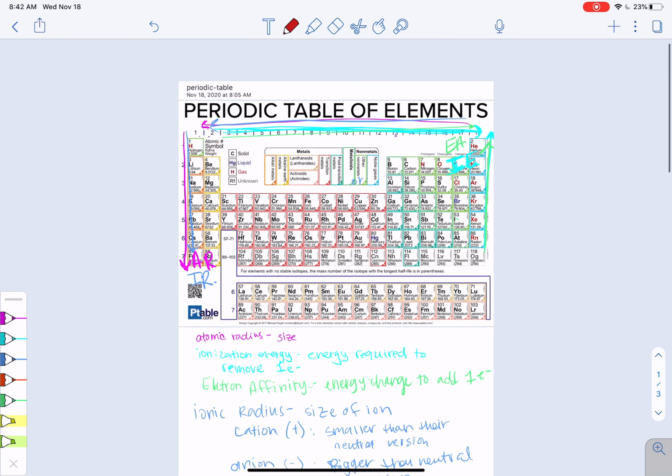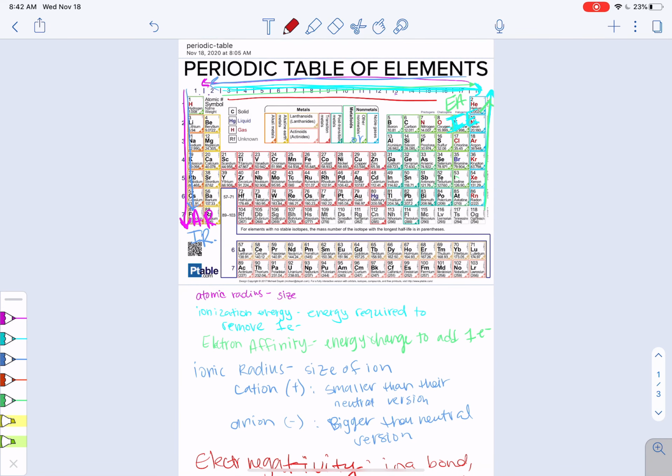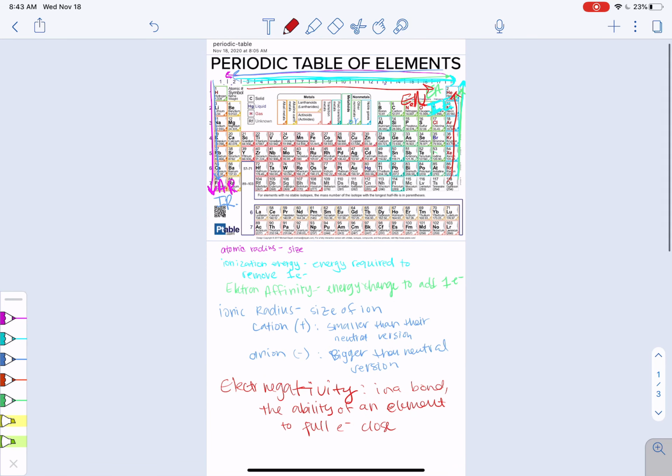Okay, so the electronegativity also went to the top right. So I'm going to put EN. Okay, so that is all of them together. This is all you need to know, but you do need to review back over why the trends do this.